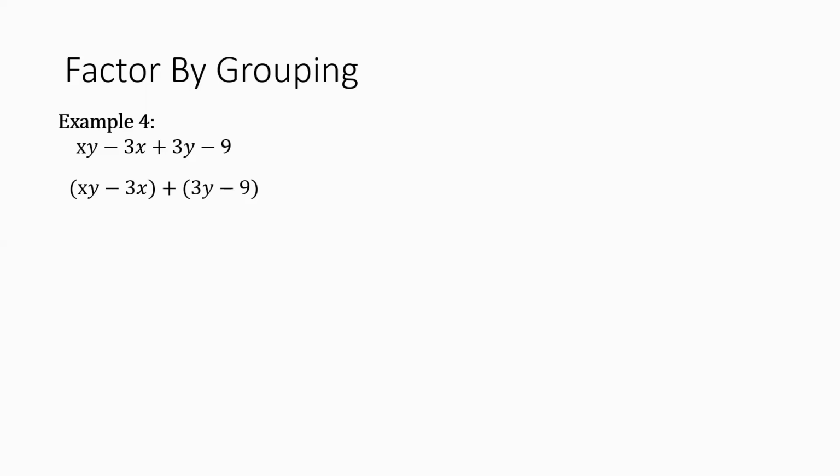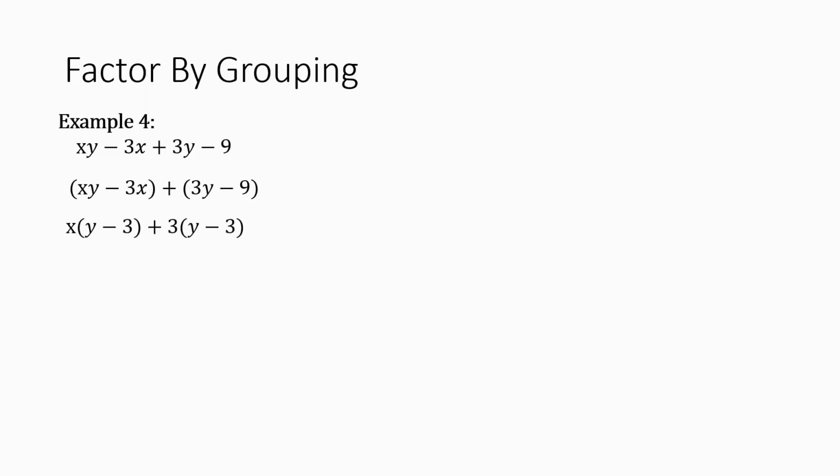And then I look at the last 2 terms, and there are no common variables, but I can pull a 3 out of both terms. That's exactly what I do. I pull an x out of my first two terms, put an x in front of my parentheses. If I divide both terms by x, I'm left with y minus 3.